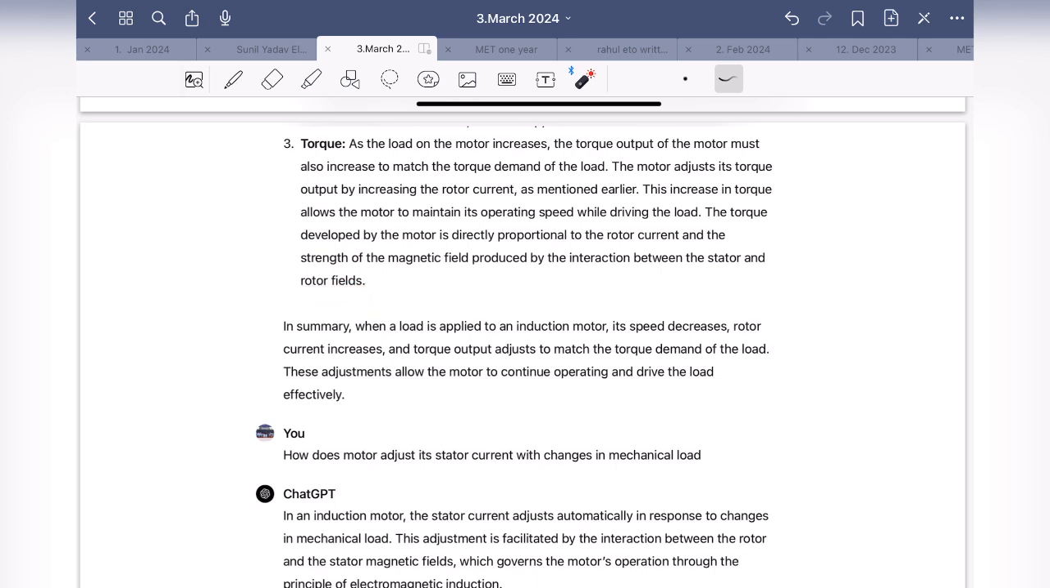In summary, when a load is applied to an induction motor, its speed decreases, rotor current increases, and torque output adjusts to match the torque demand of the load. These adjustments allow the motor to continue operating and drive the load effectively.